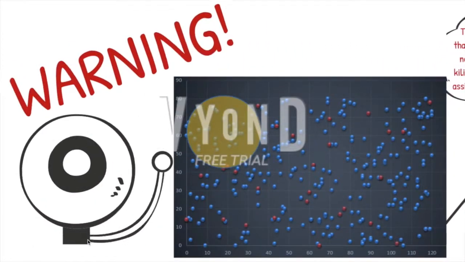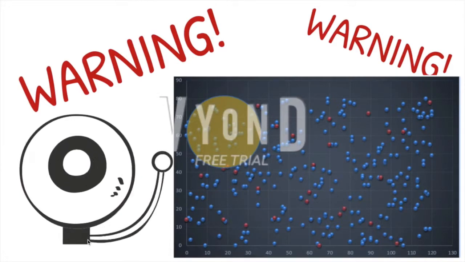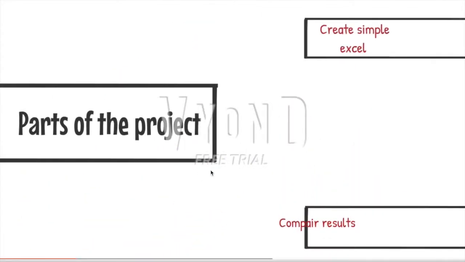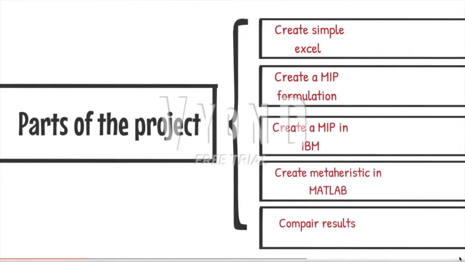So here's a picture of a 2D graph of all the locker locations that are red dots and all the blue locations that are customers. You can see that little yellow dot in the top left hand corner is about the range. So the 5 parts for this problem are: create the simple Excel model, create a MIP formulation just in a Word document, create an MIP formulation in IBM, create a meta-heuristic in MATLAB, and then compare those results.